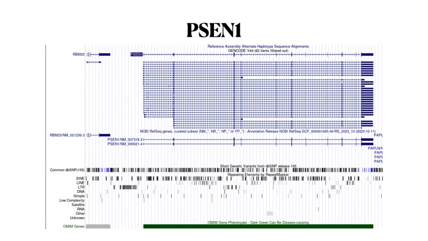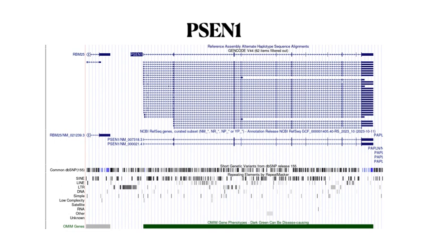Next, we looked at PSEN1. It's a protein that plays a pretty critical role in the development of AD, and it's a key component in the gamma secretase complex, which is responsible for the cleavage of these APP proteins into the amyloid beta peptides. The amyloid beta peptides are known for their aggregation into plaques.